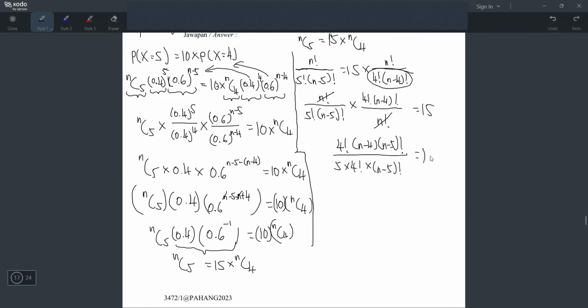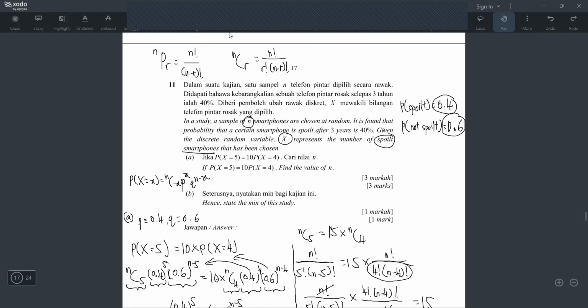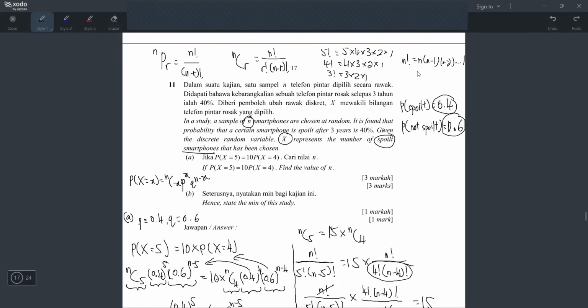Okay, maybe some students don't understand what I'm doing here. You need to understand the concept of factorial if you want to understand this part, right? Factorial means, if I have, for example, 5 factorial, it means 5 times 4 times 3 times 2 times 1. If I have 4 factorial, it means 4 times 3 times 2 times 1. If I have 3 factorial, it means 3 times 2 times 1. It means n factorial is actually n times n minus 1 times n minus 2 until I reach 1, right? Or you can conclude that n factorial is actually n times n minus 1 factorial. So this is the concept here. N factorial is the same as n times n minus 1 factorial.